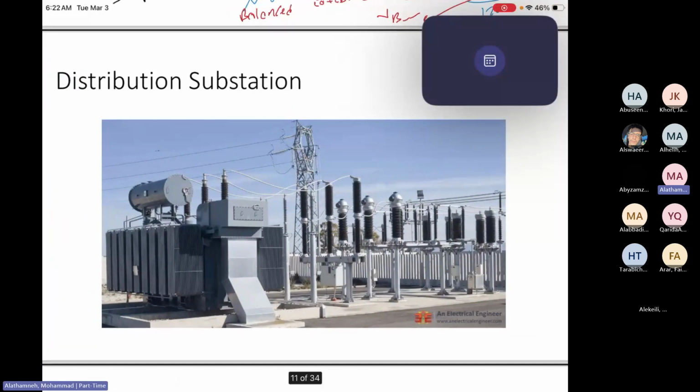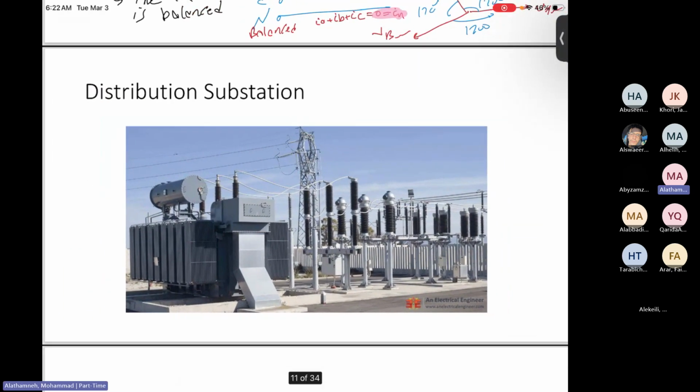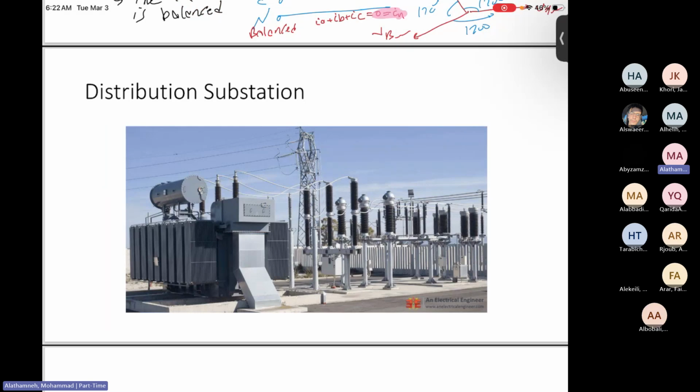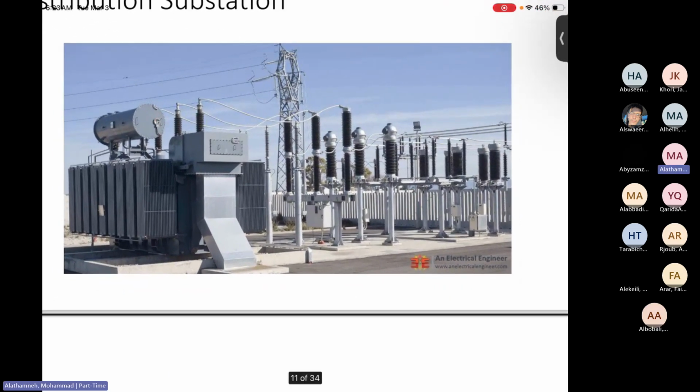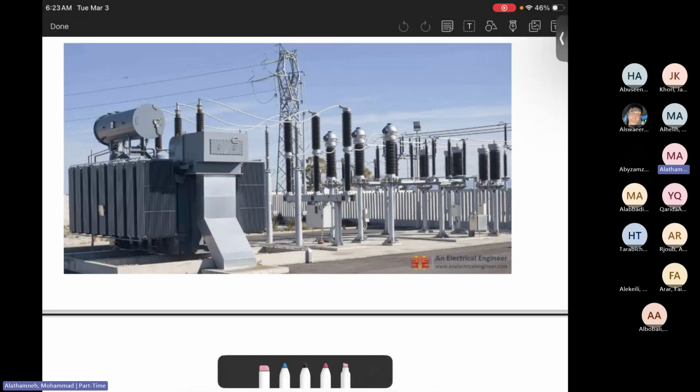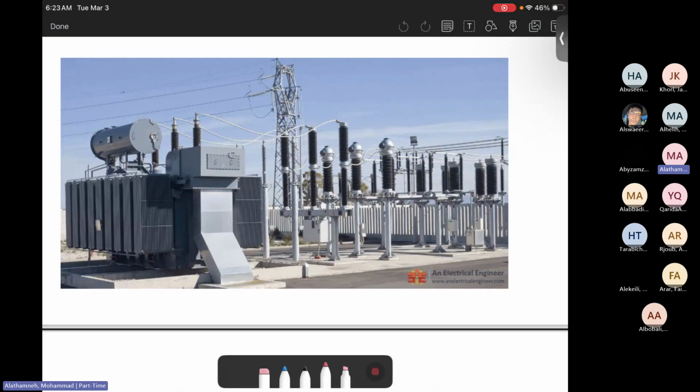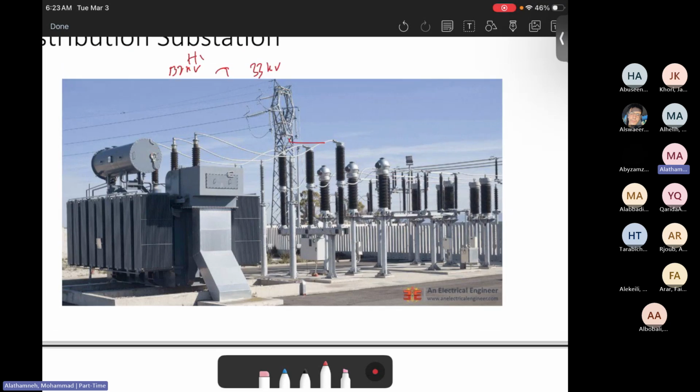Okay, good afternoon. Today's lecture, we will continue on distribution substation. In this picture, we have a substation that's converting high voltage to medium voltage. This substation is converting 132 kilovolts to 33 kilovolts. The first thing, the big one, is the transformer. This is called the power transformer.